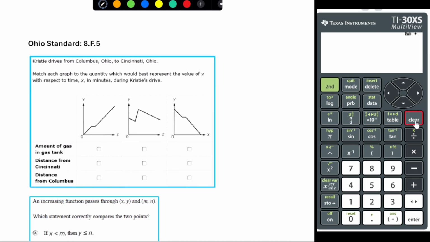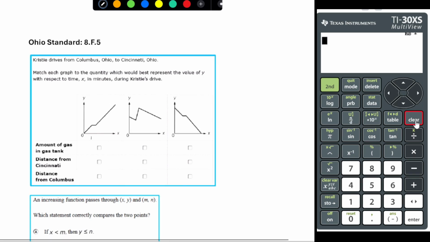Christy drives from Columbus, Ohio to Cincinnati, Ohio. Match each graph to the quantity which would best represent the value of y with respect to time in minutes during Christy's drive. So what they're saying is that your x will always be time. As time goes on, what is happening? Okay, so we're going to talk about amount of gas in the gas tank.